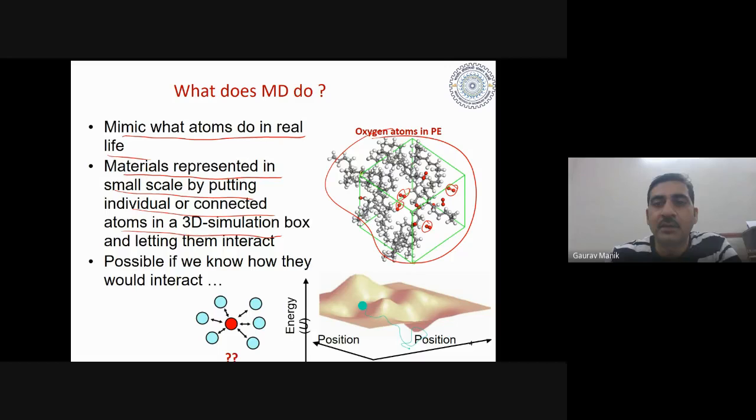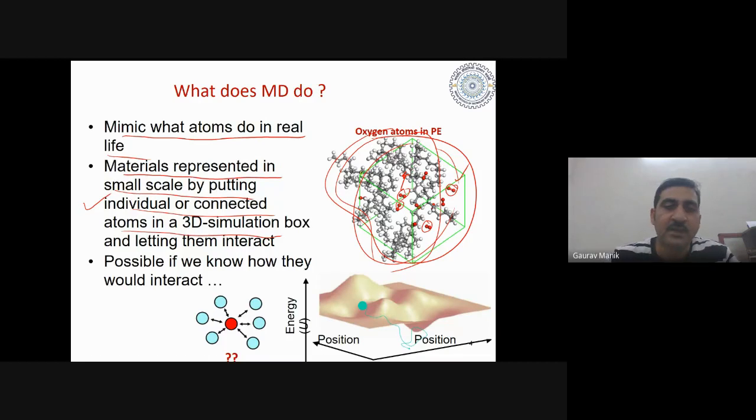So you can take a few tens of these polyethylene chains, put the oxygen molecules into it, and see how the oxygen molecules diffuse into polyethylene. This will give you some understanding about the gaseous impermeability of polymers like polyethylene or any others that you develop. So you put such individual or connected atoms in a 3D simulation box and let them interact. You let the oxygen interact with the polymers, and you see how the system evolves.